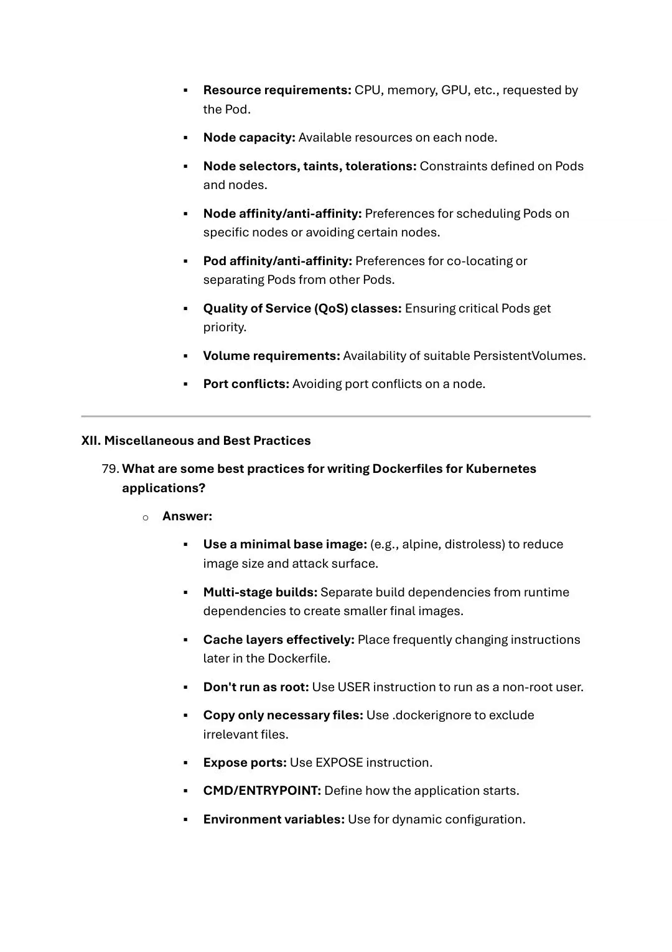12. Miscellaneous and best practices. 79. What are some best practices for writing Dockerfiles for Kubernetes applications? Answer. Use a minimal base image, for example, Alpine, Distroless, to reduce image size and attack surface. Multi-stage builds. Separate build dependencies from runtime dependencies to create smaller final images. Cache layers effectively. Place frequently changing instructions later in the Dockerfile.